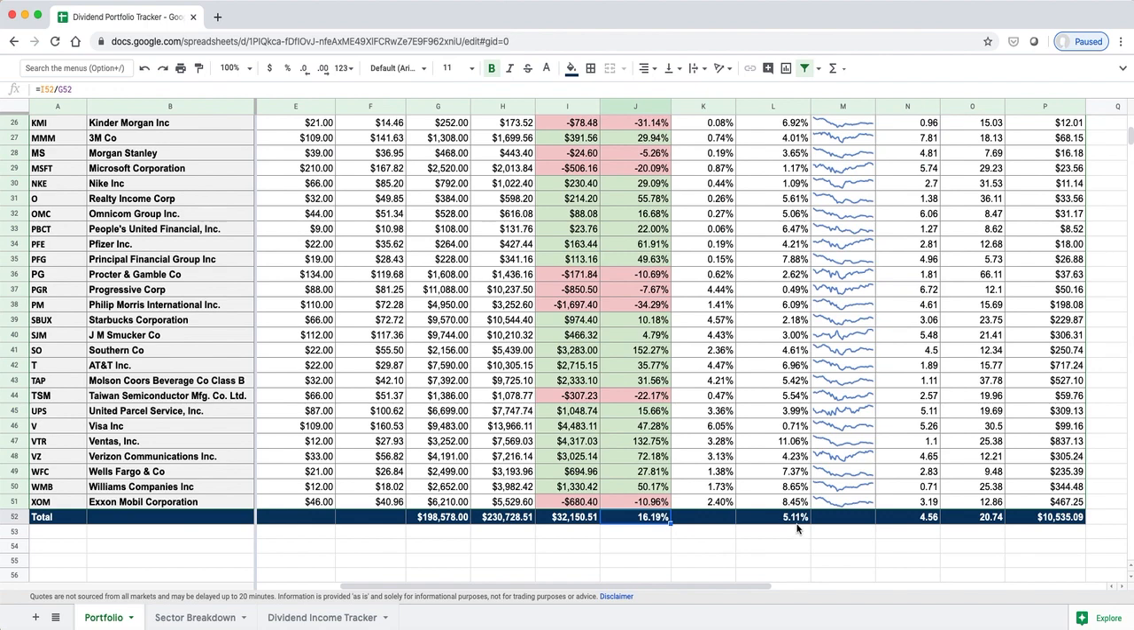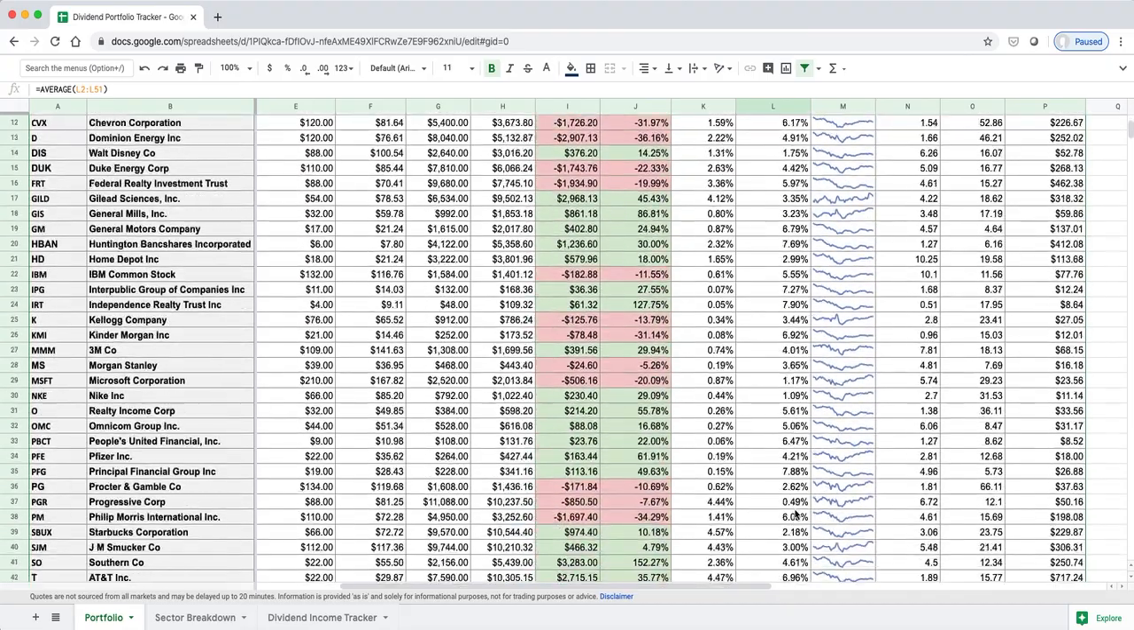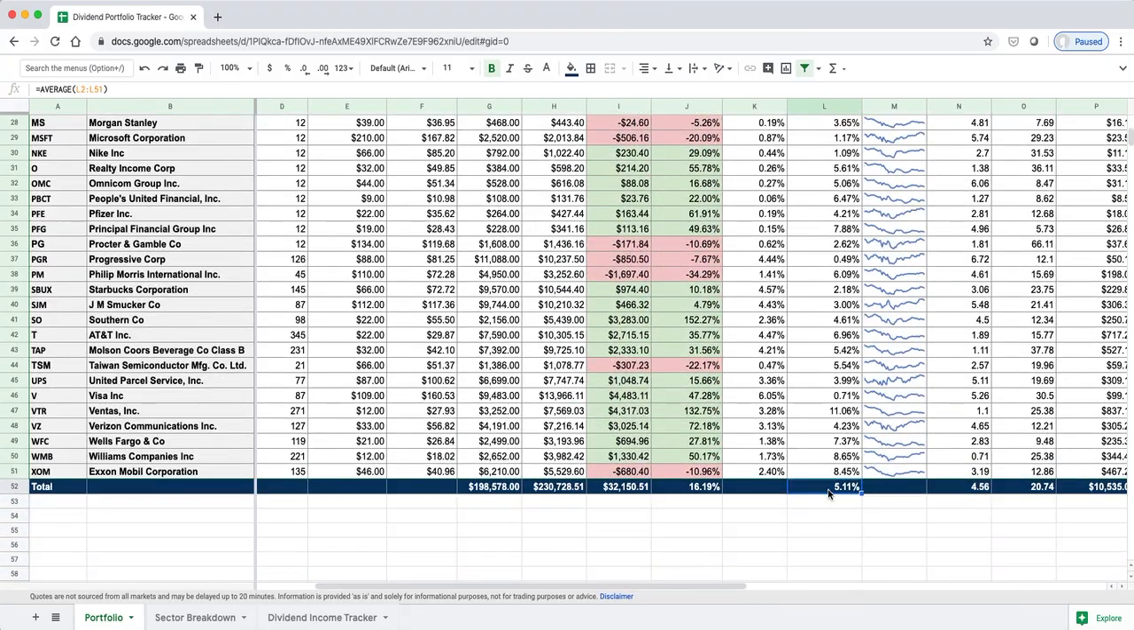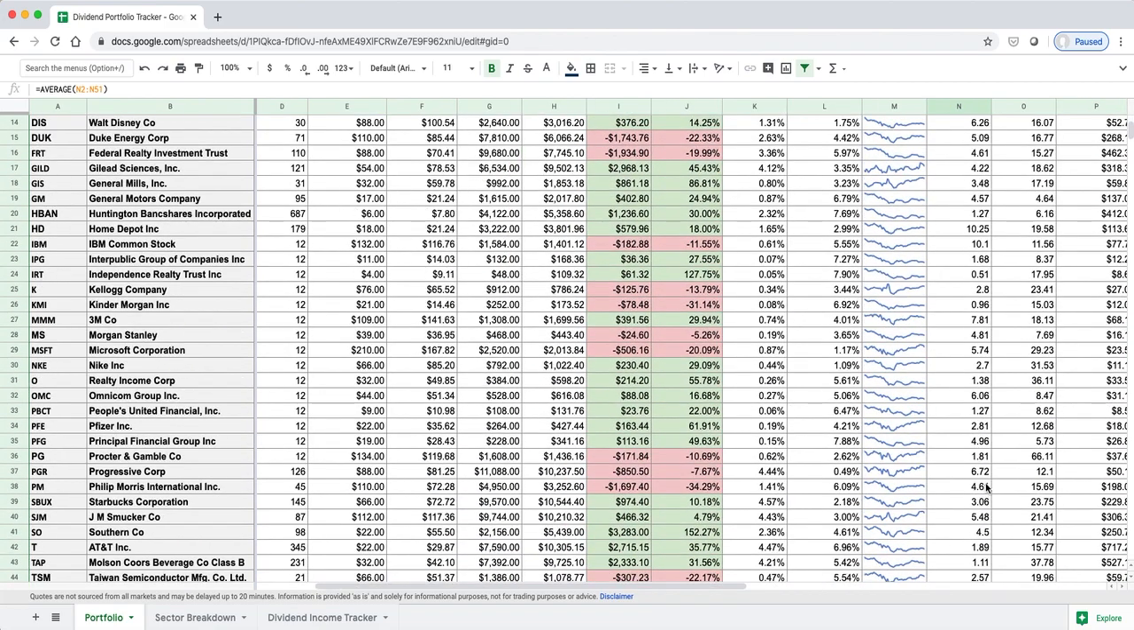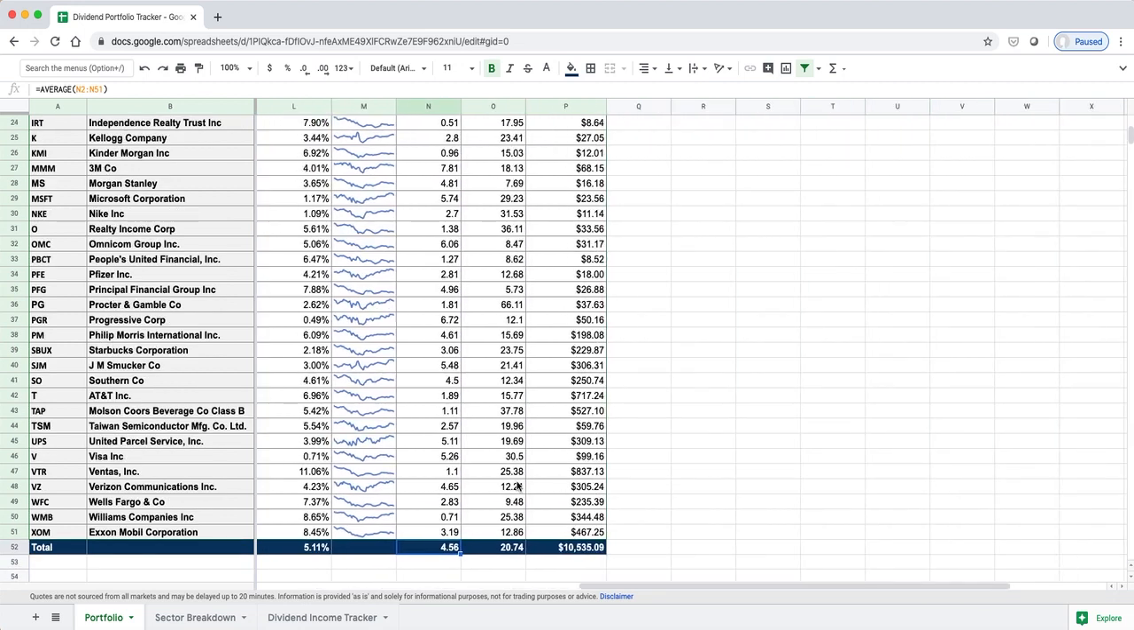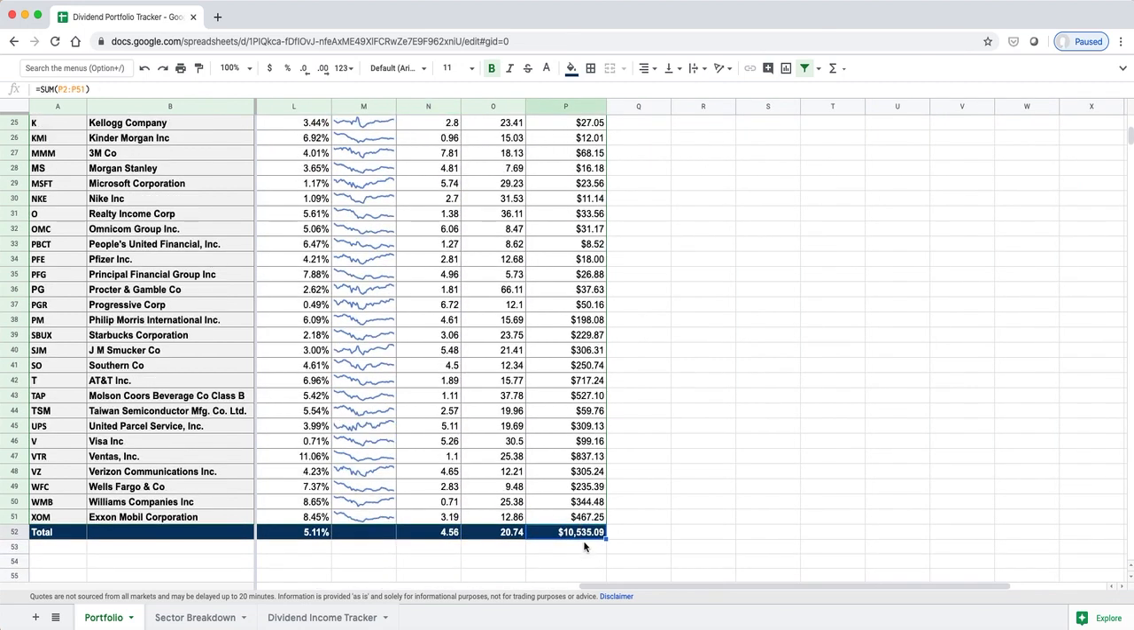Then in addition we have some aggregate values. So for example here what we can see is in terms of the dividend yield, we get here the average dividend yield, the average EPS, and as well the PE ratio. For us dividend investors, very important here to get our expected annual income, so we can see all the dividends are added up to see here this is our expected annual income.